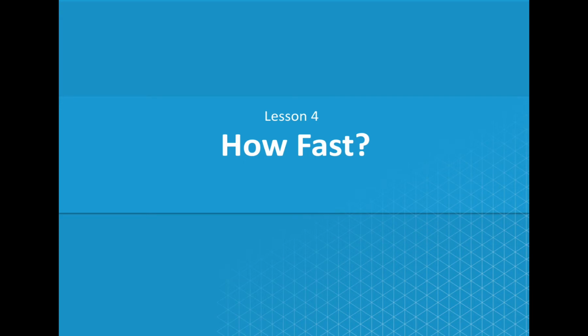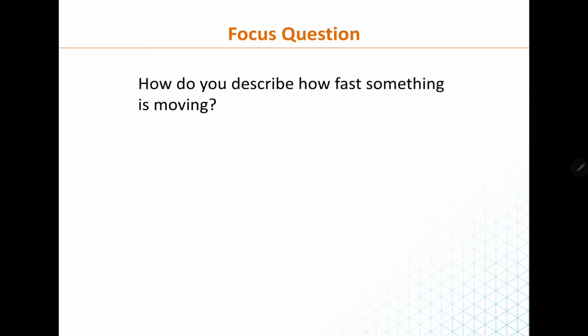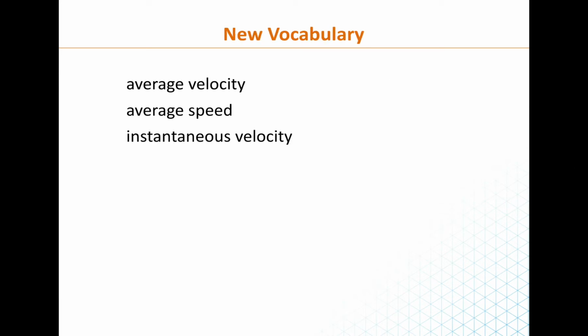In this video, we will talk about lesson 4. The name of the lesson is How fast? The focus question for this lesson is how do you describe how fast something is moving? And to answer this question, we will learn it in this lesson. The new vocabulary that we will have in this lesson is average velocity, average speed, and instantaneous velocity.